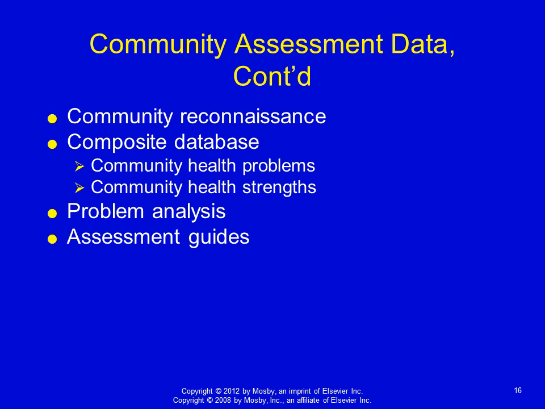A composite database is actually what you get when you take the data that is generated by one nurse and combine it with information that's been already collected by someone. The benefit of this is the ability to see trends over time. So data are analyzed and synthesized, and then you look for trends or themes. In that, you want to identify community health problems or needs for action, but you also want to identify community health strengths or abilities.